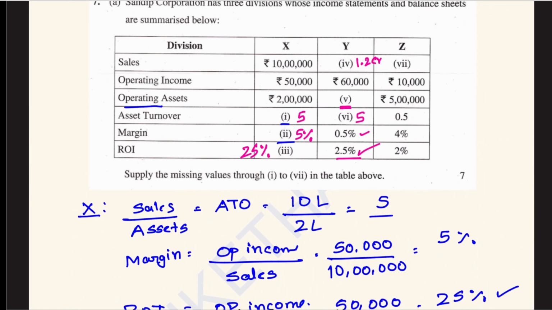Now last one, you have to calculate sales. You can calculate using any of the formulas. You can use the margin formula. So margin is equal to income over sales. So sales is equal to income over margin. So this is income over margin. 10,000 divided by 0.04. 4% is 0.04. So you will get 2,50,000. Sales is equal to 2,50,000. It's a very simple question. It will not take much time also. You just have to remember certain formulas.